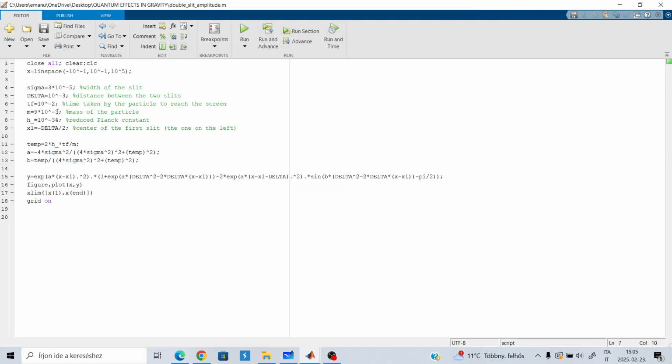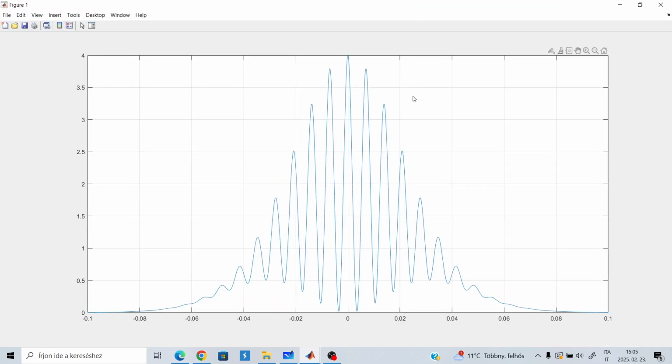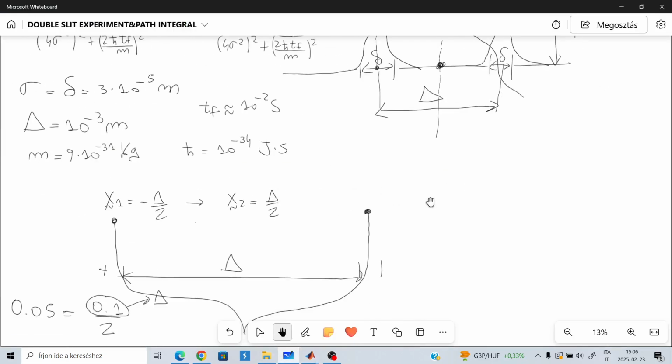But if I restore the mass of the electron, remember that this is what we got last time. So we got this interference pattern that's reminiscent of the quantum weirdness that we witnessed when we discussed the double slit experiment. Now, this is not the only thing that I want to show you in this video.